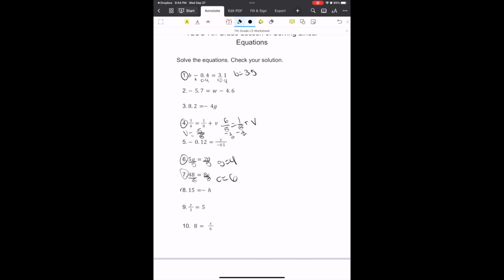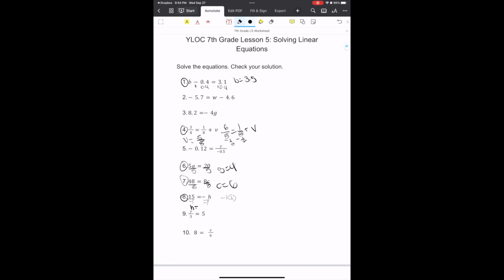Number 8, even though this may seem like it's already done, there's actually this negative sign over here. And to isolate the variable, it has to be in its purest form, in its positive form. Or not positive, but in its purest form. So you want to divide -1 by both sides, since this is the same thing as -1 times h. So then you'll get h is equal to -15.